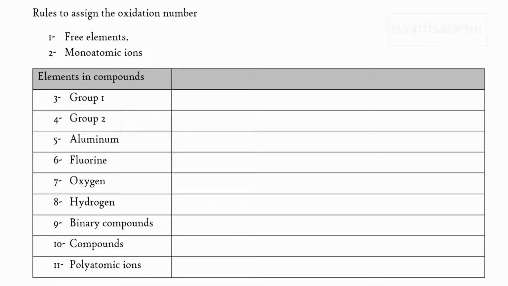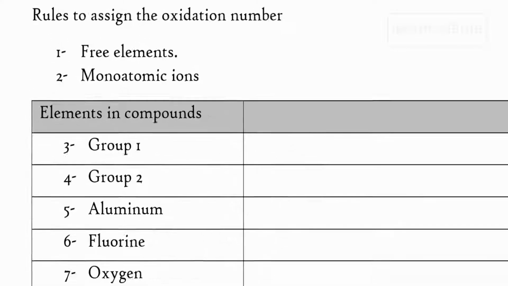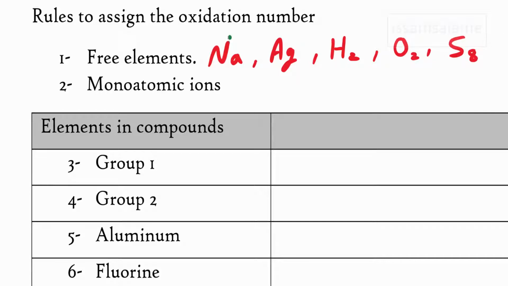I have divided the rules into two different parts. The one above the table is related to free atoms, and the ones in the table are related to atoms when they are joined to other atoms in formulas. The first case is with the free elements. Free element means that we have a symbol for one element regardless of the subscript. So all these are examples of free elements. The oxidation number for free elements is always 0, as I told you, regardless of the subscript.